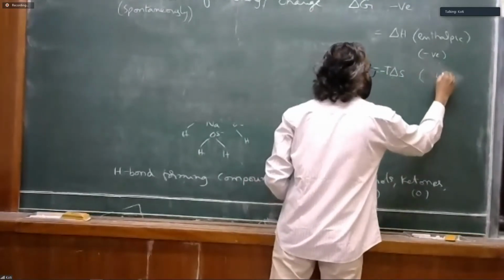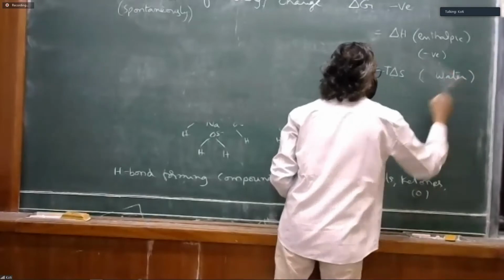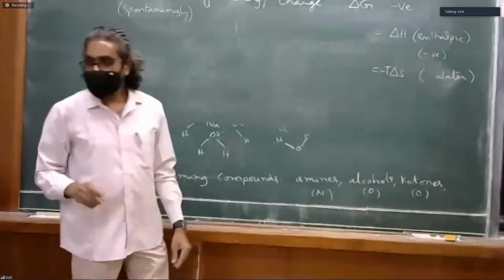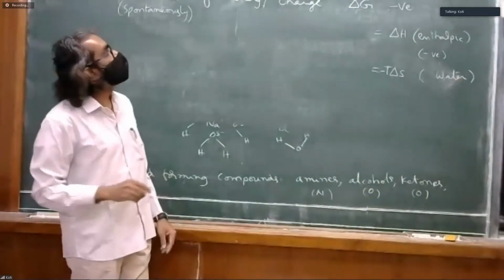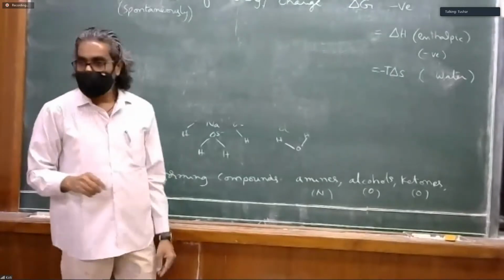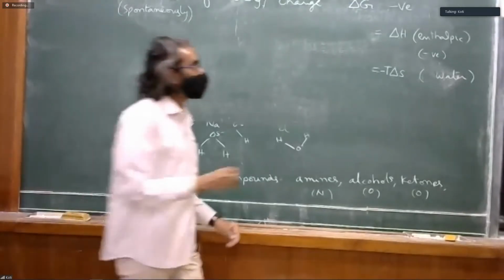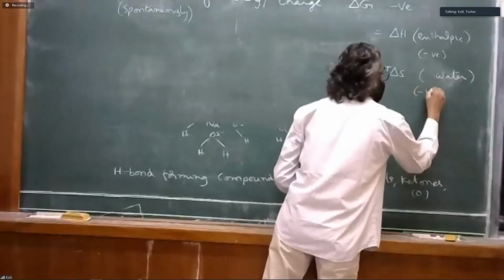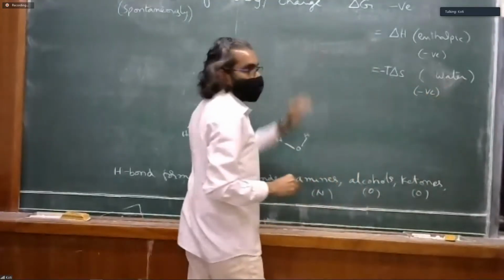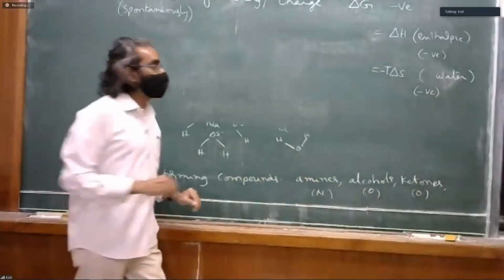Let's say from the water perspective, what is the sign of minus T delta S, in the end? Negative, right? Yes. So this is also stabilizing, because it makes delta G minus minus.